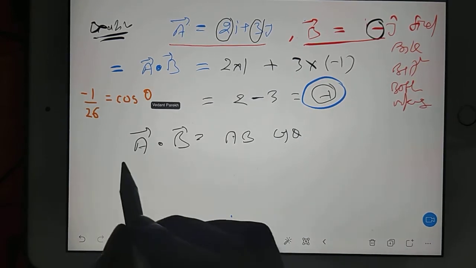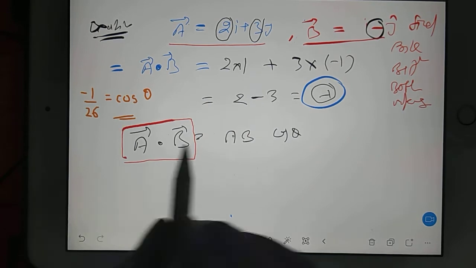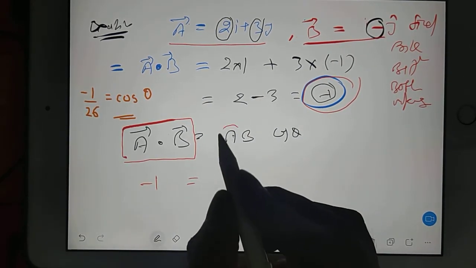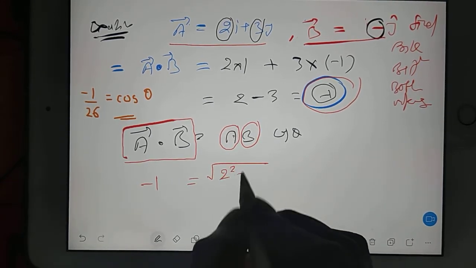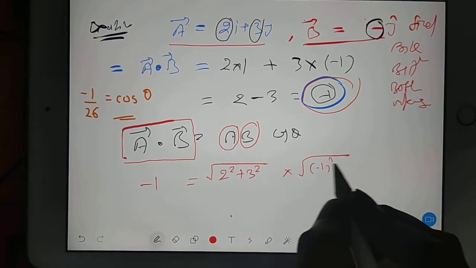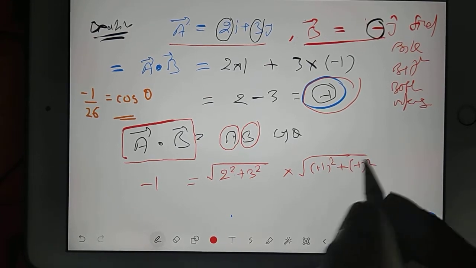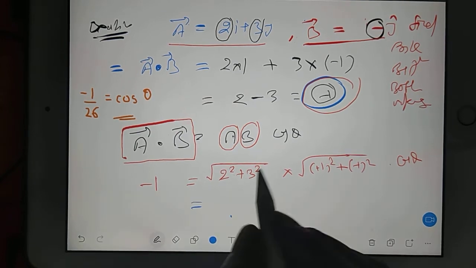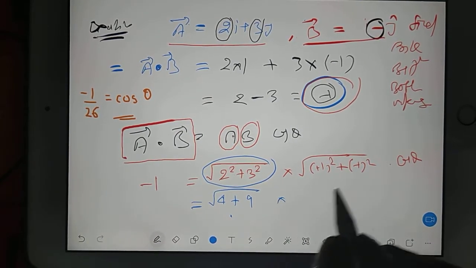So your first job, very good Vedant, is to go for A dot B. A dot B we have already calculated as -1. Then you go for the A value and the B value. The A value is nothing but under root 2 squared plus 3 squared, into the B value, which is under root 1 squared plus minus 1 squared, right? I hope I'm not making a mistake, into cos theta. Then you solve this part here. So 4 plus 9 into what will come here?